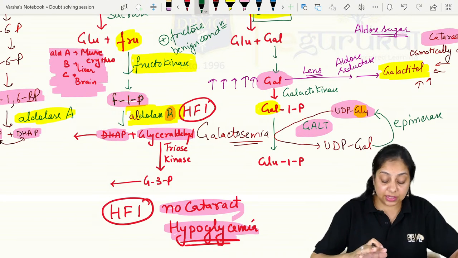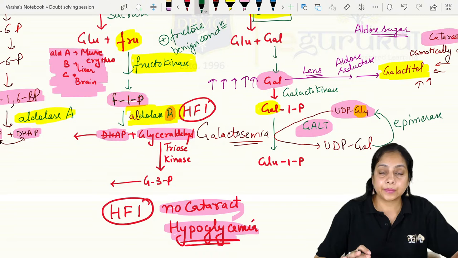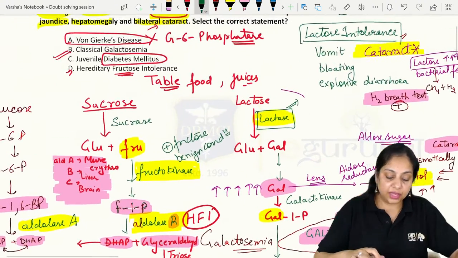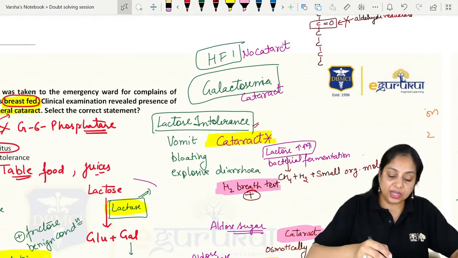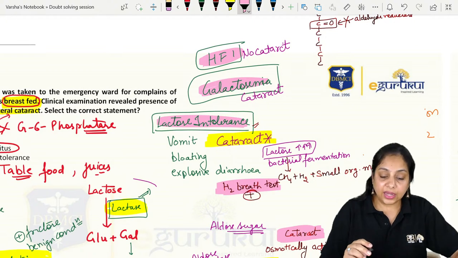Am I clear? Again, these are two important questions I'm talking about here. Yes, Patel. Yes, Vishanti. All are ready for the exam. Exactly. So now we can compare, if there is a question in which we have to compare these three conditions, hereditary fructose intolerance, galactosemia, and lactose intolerance, we can do that.